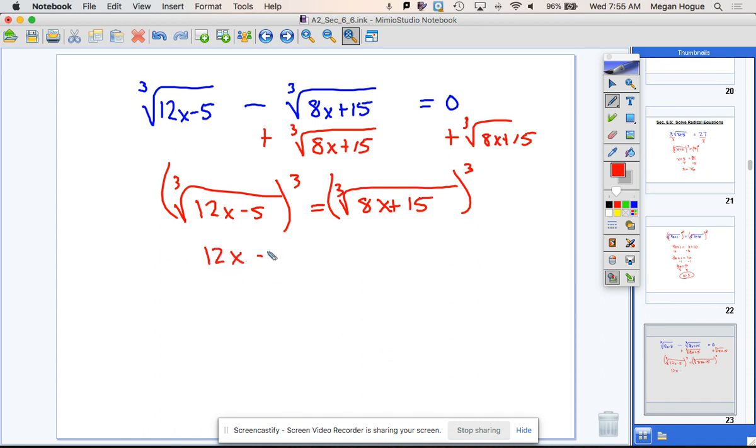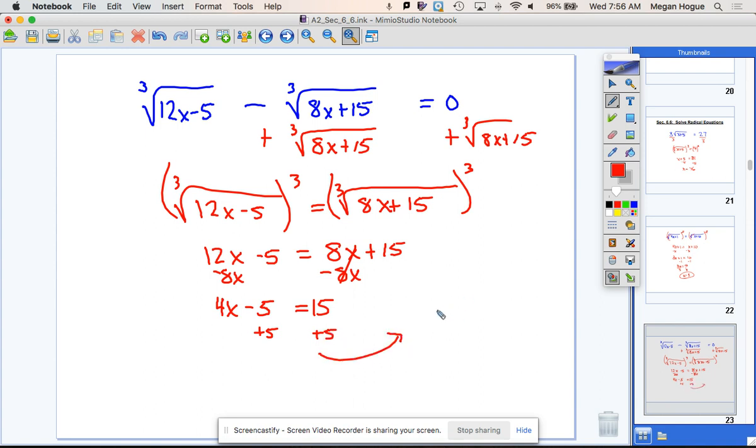So then I'm going to get 12x minus 5 equals 8x plus 15. And then you're going to take a little time to solve that. I'm going to move these x's over. So minus 8x. So 4x minus 5 equals 15. Add my 5. And again, some of you can do those steps all at once, and that's fine. So 4x equals 20. Divide by 4. x equals 5. All right, going pretty well. Doesn't seem that much harder.